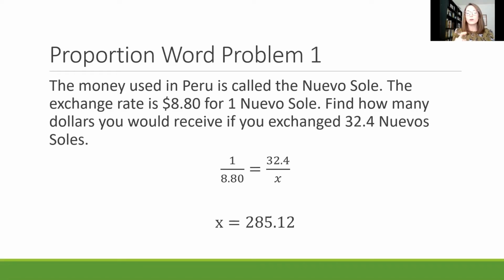So in order to make sure this is lined up correctly, we need to make sure across the top we see the 1 and the 32.4, and those are both for Nuevo Soles. And the bottom is the $8.80, and then the unknown dollar amount. So we know that those line up parallel as well. So if we cross multiply by multiplying the $8.80 by the 32.4, and then divide that by 1, we get $285.12.